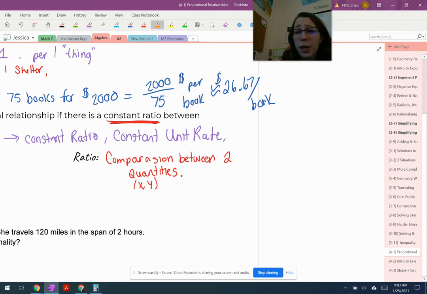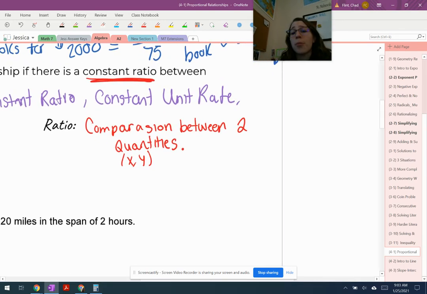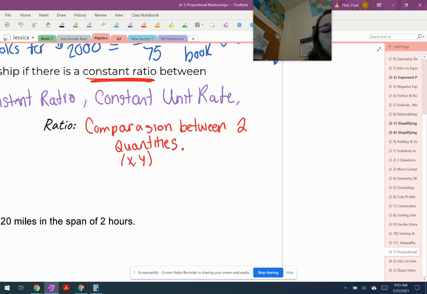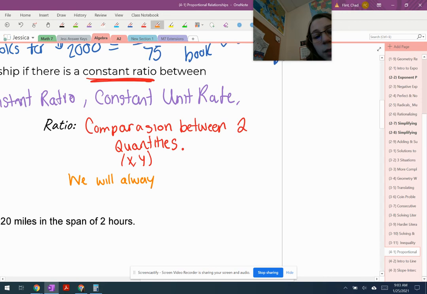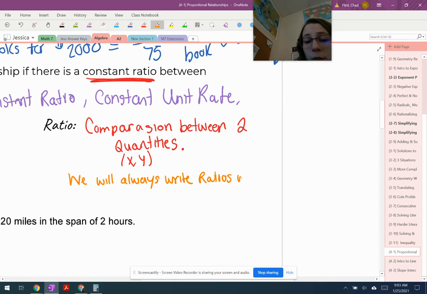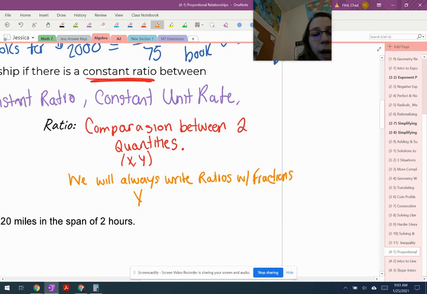There are 3 different ways that you can write ratios. I'm sure you're remembering using the words, the colon, and the fraction. We will always write ratios using fractions. Y divided by x.